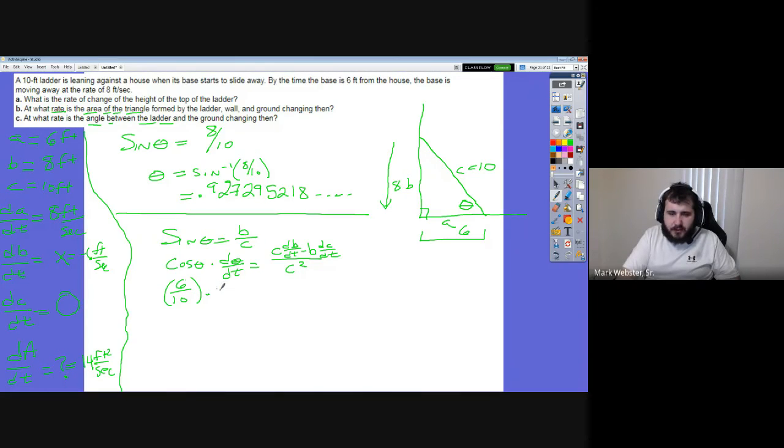Times d theta dt, that's what we're trying to find. I'll leave it as an x. C db dt, so 10 times -6 minus b times dc dt, that's 8 times 0, so we can just ignore that, over c squared, which is 100. So now I'm going to just solve for x. I'm going to multiply both sides by 10 over 6 to clear out that fraction on the left-hand side I don't want.